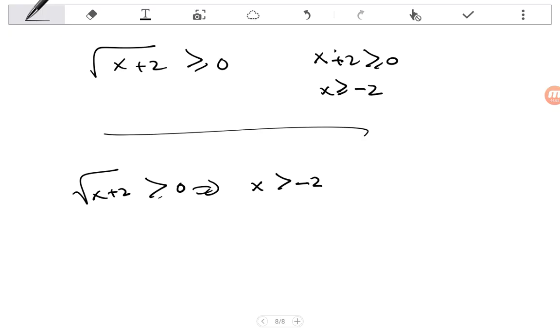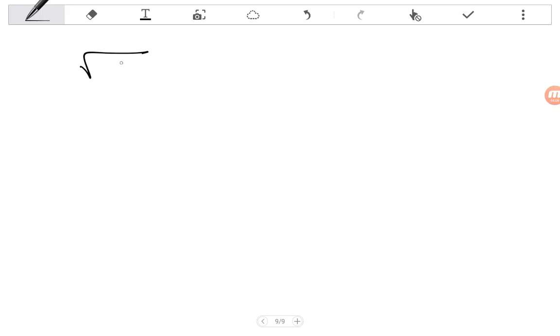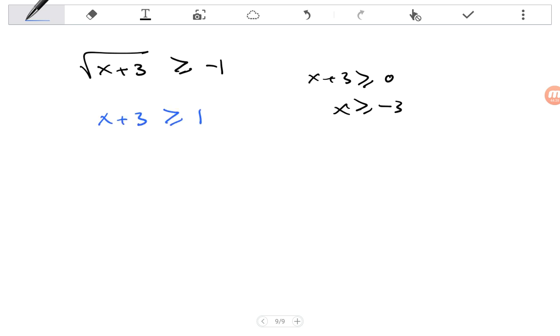Now I need to remember that if I had root x plus 3 greater than negative 1, what was the solution of this inequality? All allowed values of x, which are x plus 3 greater than or equal to 0, so x greater than or equal to negative 3. What about this solution? If I square both sides, x plus 3 greater than... or let's make this negative 2, so that will be 4.